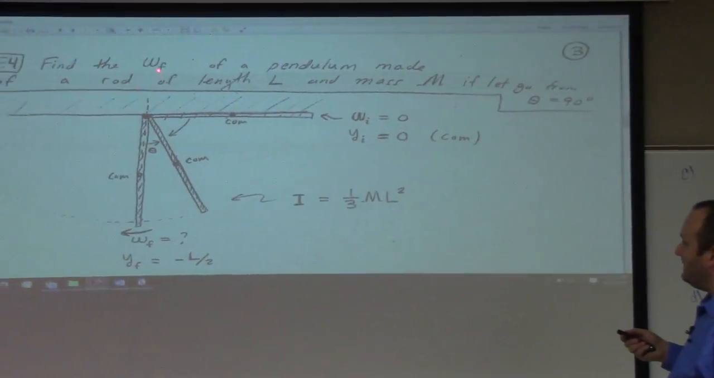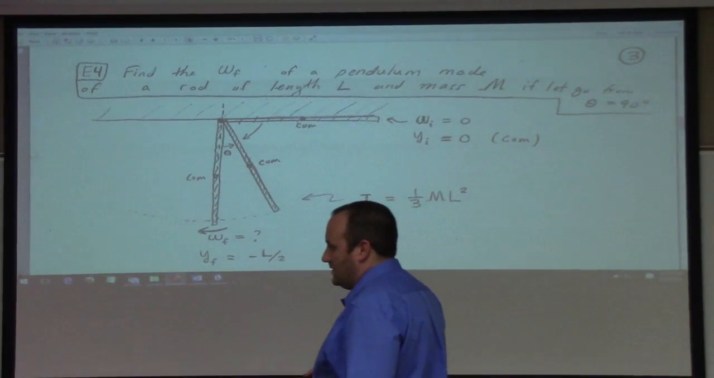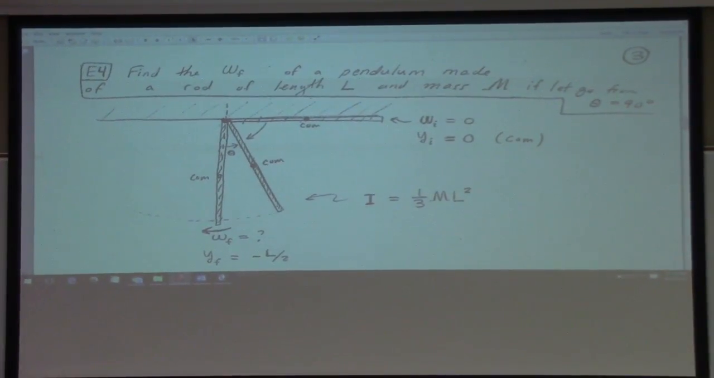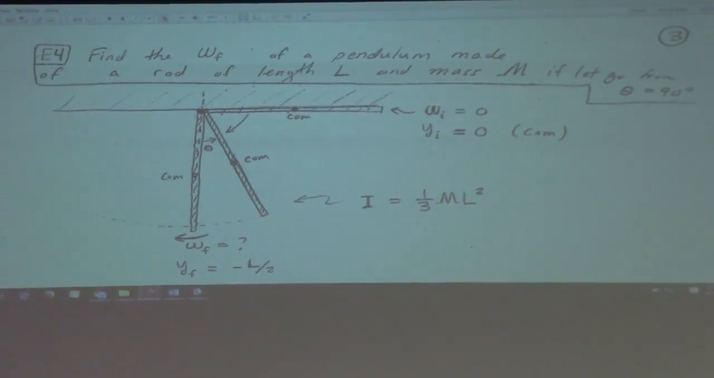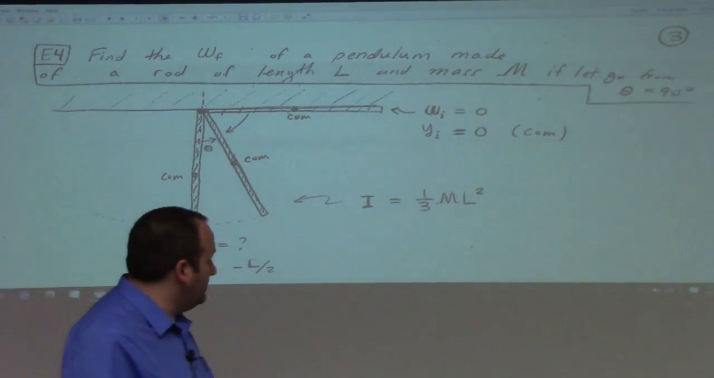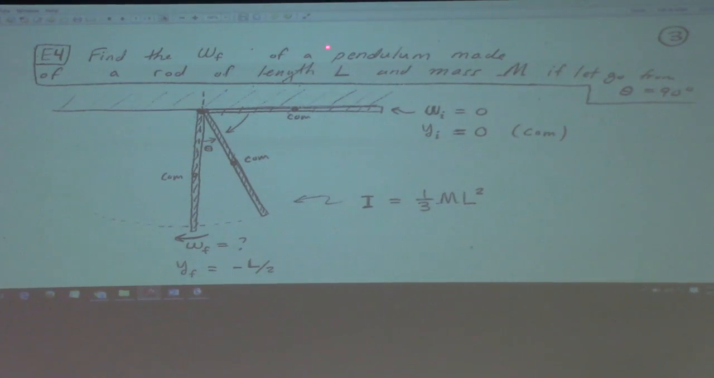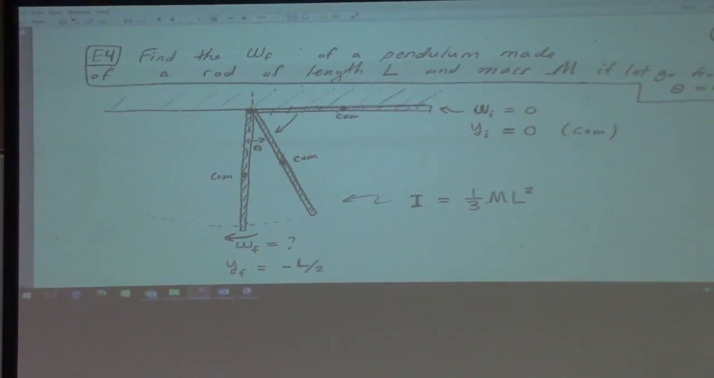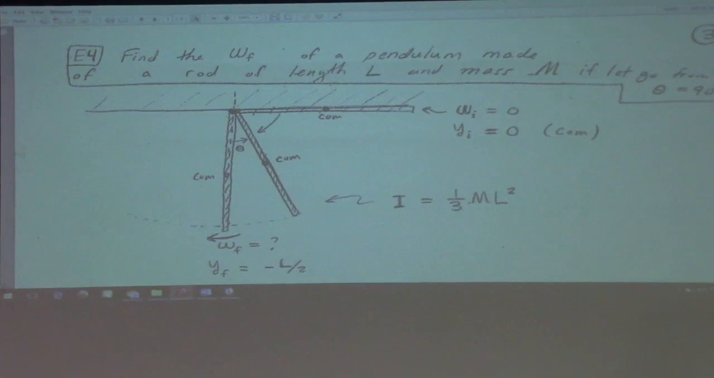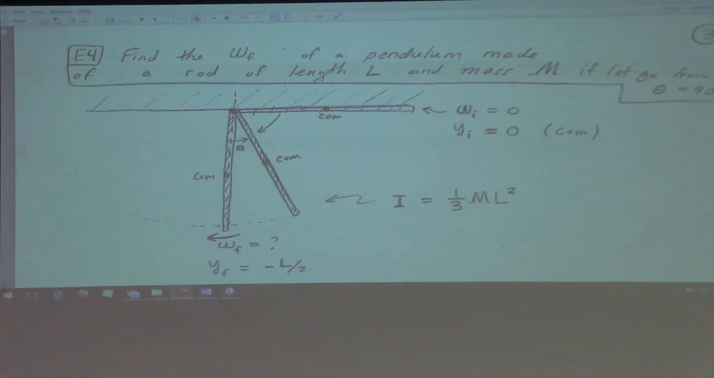So we're supposed to find the final angular velocity. This is from lecture 28. So find the final angular velocity of a pendulum made of a rod of length L and mass m if you let it go from 90 degrees. So you got this. Oh man, where's my ruler? I'll have to make one.